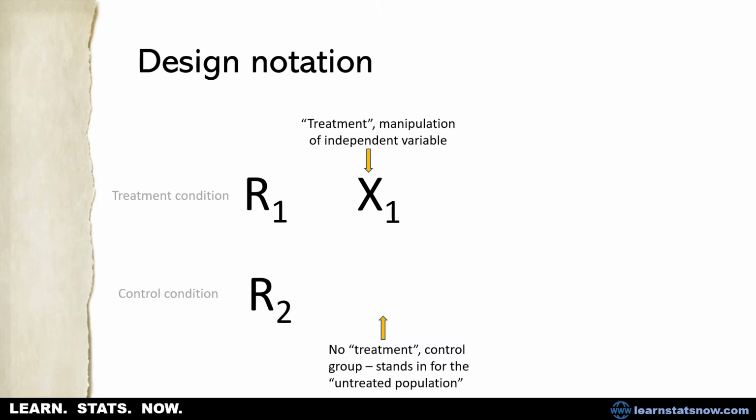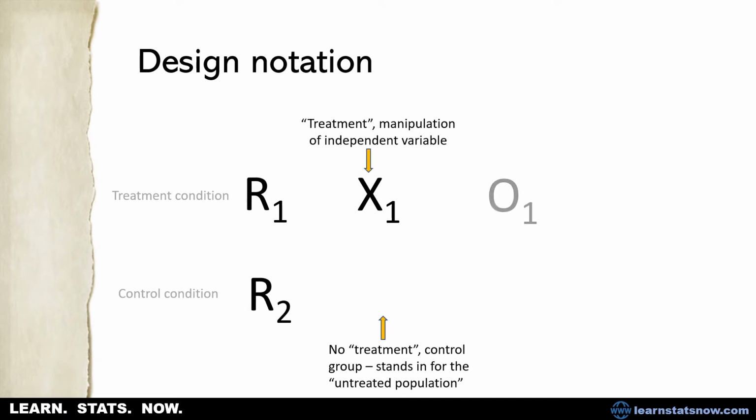And usually this is the group that will stand in or represent an untreated population. So because we don't know the parameters in the population of the untreated folks, we need to have a group or a sample that represents them.